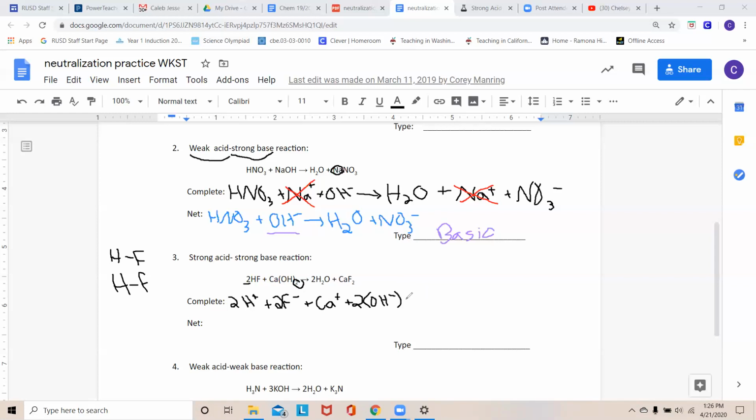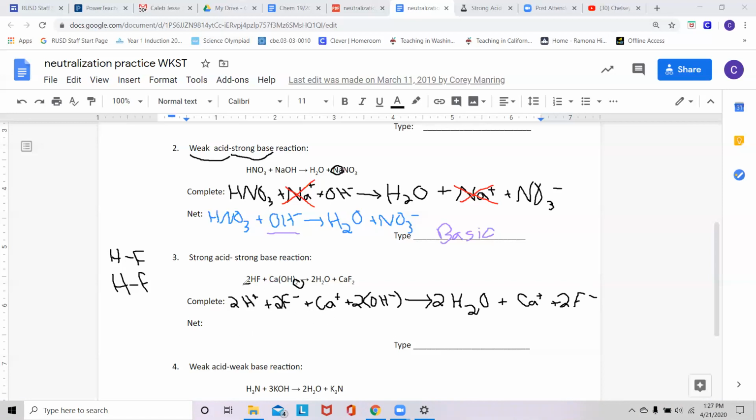All right, and then on the product side, once again, water is never, ever, ever going to split up. So you have your 2 waters. And we have our salt, and once again, salts always split up. So we have our Ca plus, and once again, you have that subscript that you have to translate into a coefficient. So we have our 2F minus. And then we're going to start crossing stuff off again. So this time I'm going to go from right to left.